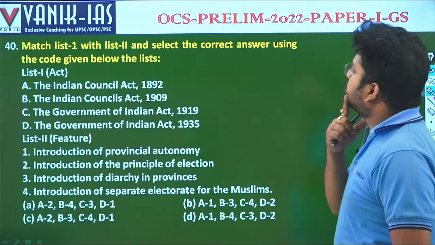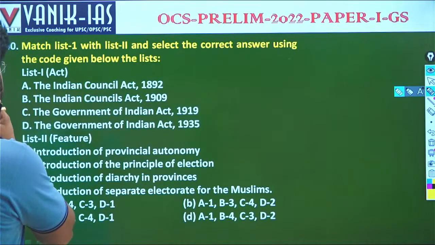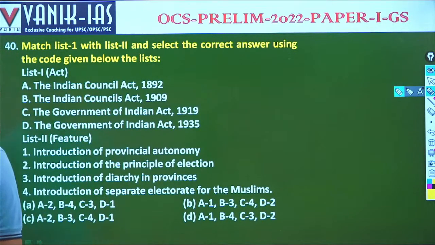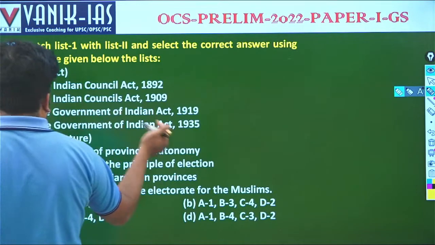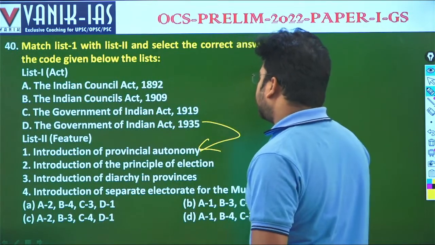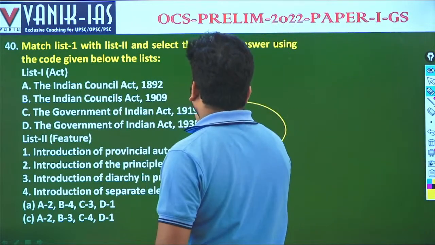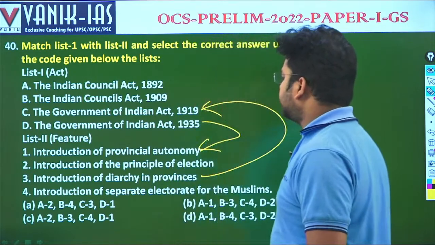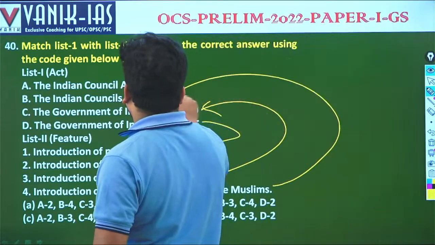Next, question number 40. Match list 1 and list 2 and select the correct answer using the code given below. The Indian Councils Act 1892. Introduction of provincial autonomy, it is given by the Government of India Act 1935. Next, introduction of principle of election, introduction of direct elections in provinces, it is by the Government of India Act 1919. Introduction of separate electorate to the Muslims, it is 1909, Minto-Morley reforms.